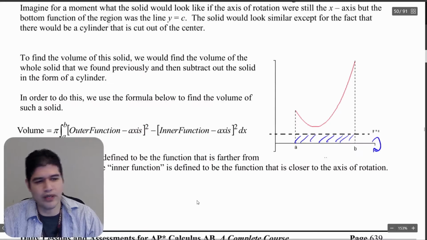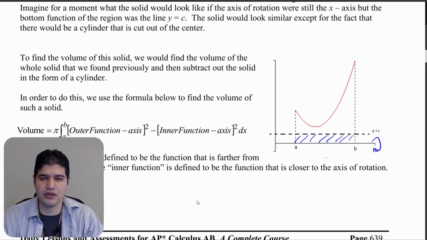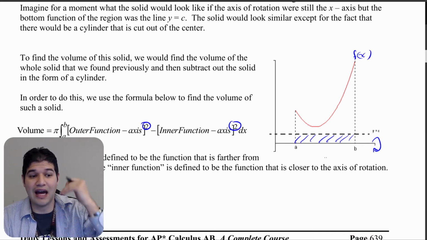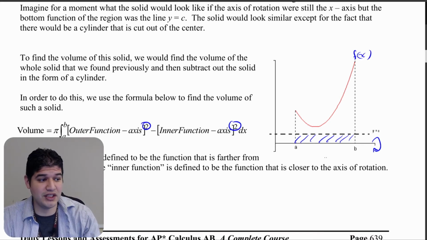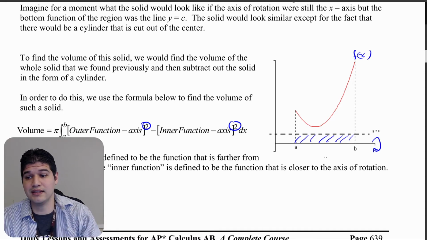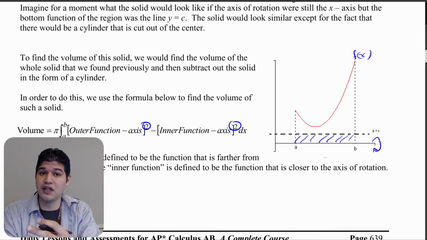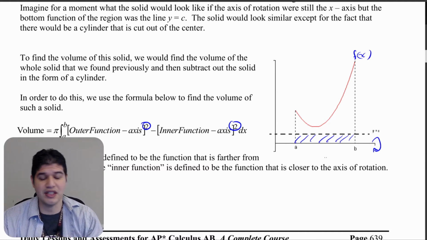So how are we going to do that? What ends up happening after doing some simplification and factoring out is you have your outer function minus the axis of rotation. In this case, we're going to rotate around the x-axis. And then you have that all squared, and then you subtract the inner function minus the axis of rotation, and all of that gets squared.